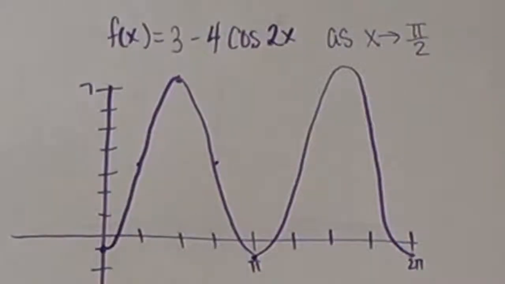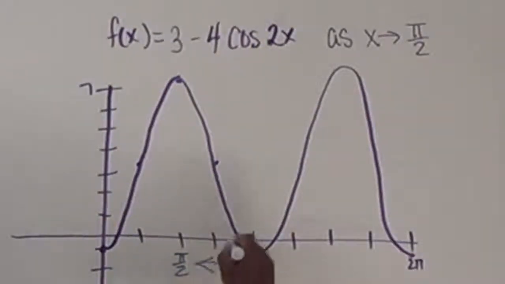There's the second full period. So there's the graph of that function. Now again, we want to find the limit as x goes to pi over 2. So there's our pi over 2. Same as with the polynomials, we want to come in from both sides and see what the function value is doing. So here it's a little easier to see.